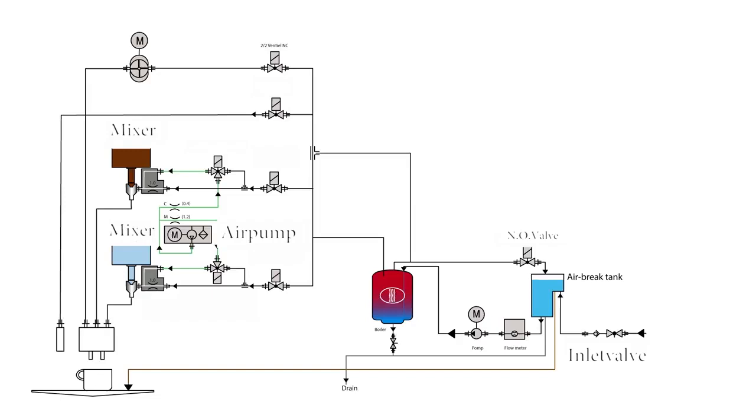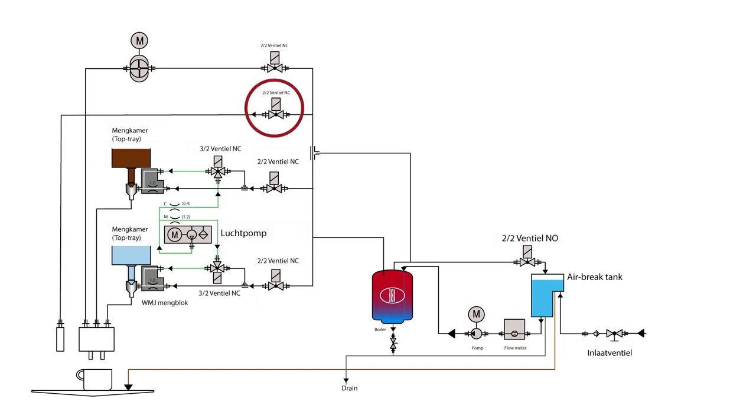When water is pumped into the boiler, hot water flows out to the valves. Depending on the chosen product, specific valves are opened. This can be hot water, the instant module, or the water jet mixer.